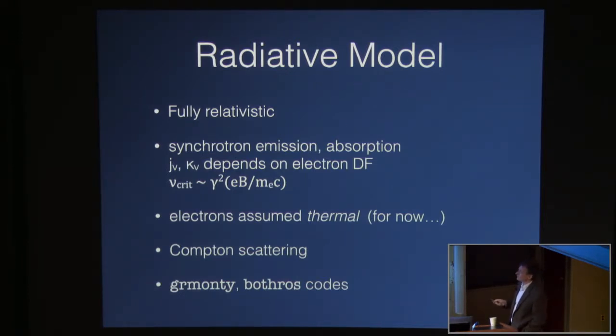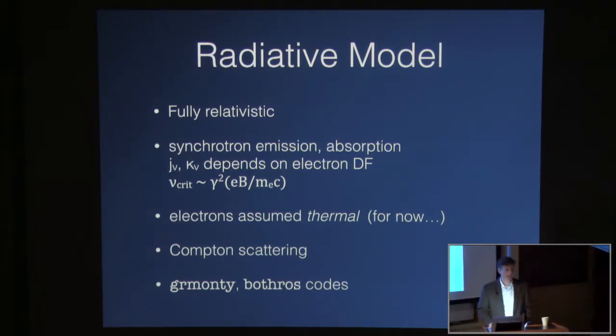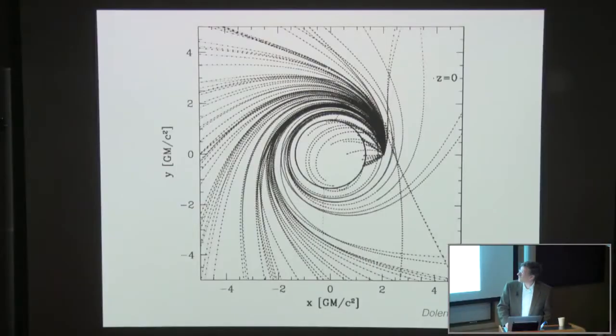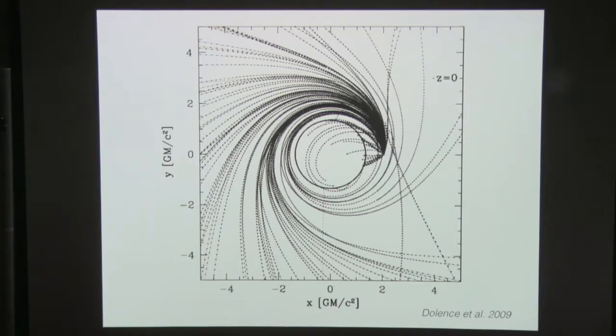So our radiative model is fully relativistic. And by that, what I mean is that we track photons along geodesics rather than assuming that they move on straight lines. So this is an example that shows the importance of this effect in these calculations. This shows radiation emitted isotropically from a particle which is on the innermost stable circular orbit around the black hole, which has an event horizon which lies right about here.